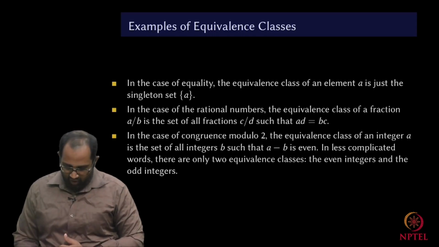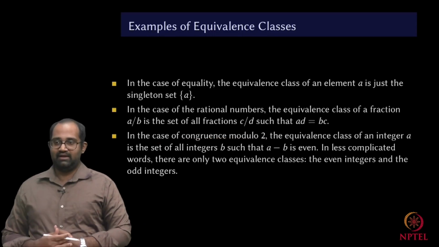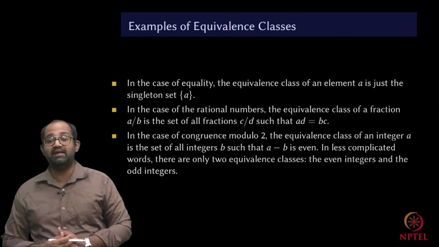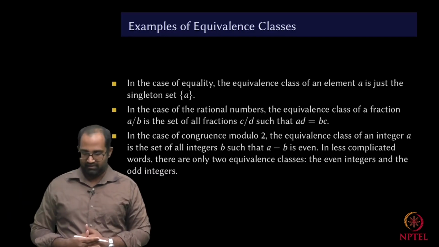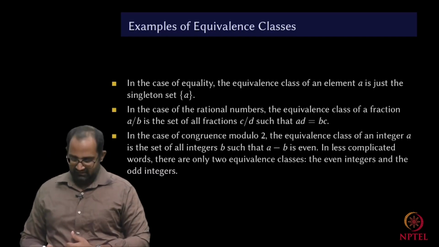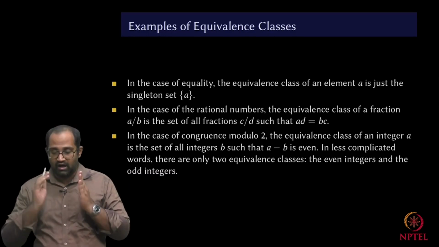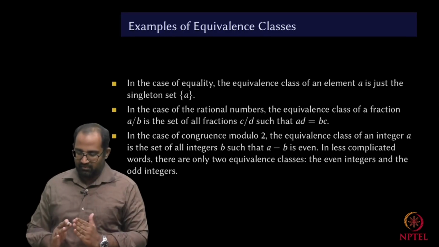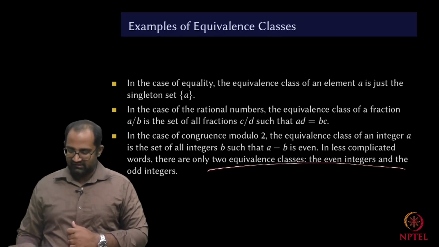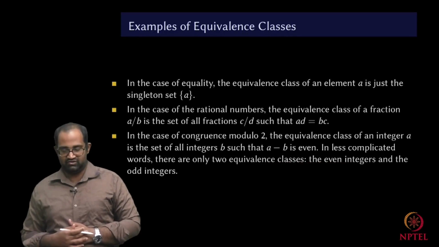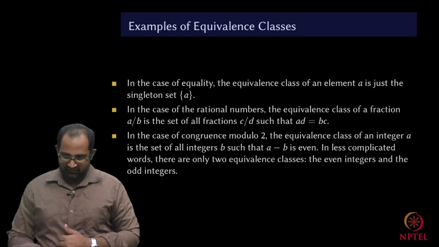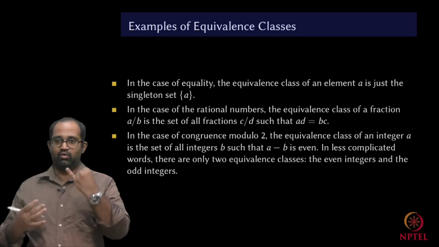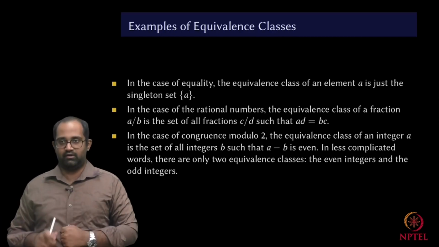In the case of congruence modulo 2, the equivalence class of an integer A is the set of all integers B such that A minus B is even. In less complicated words, there are only two equivalence classes, and I urge you to pause the video and check it right away before proceeding, that the two equivalence classes are the even integers and the odd integers. So, this is just a very complicated way of saying that the only elements that are related to each other are those that are all even and those that are all odd. Okay.